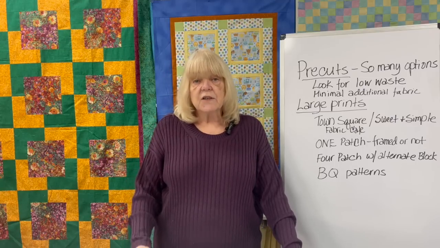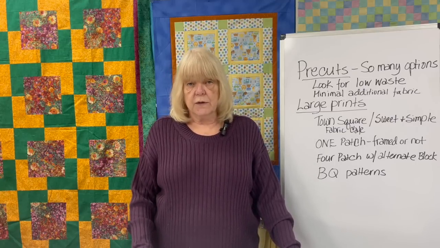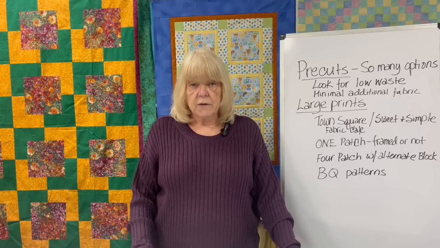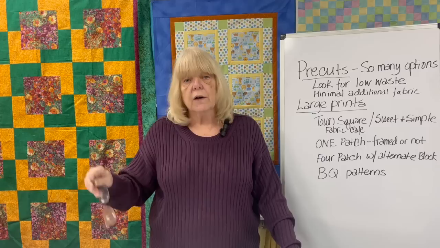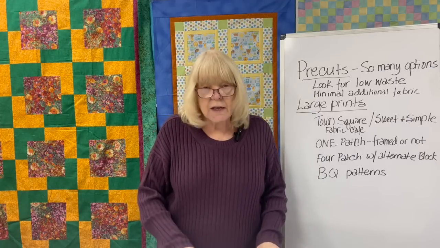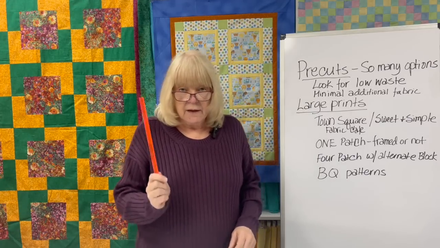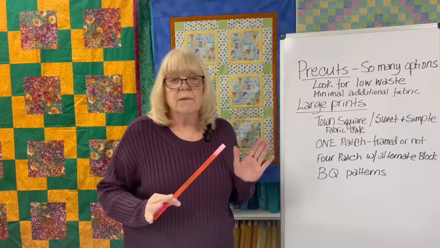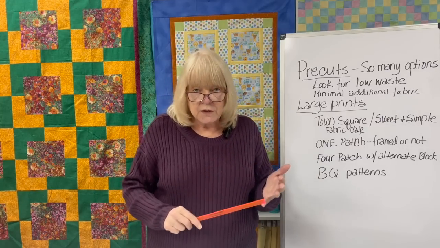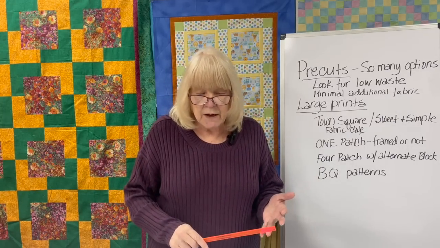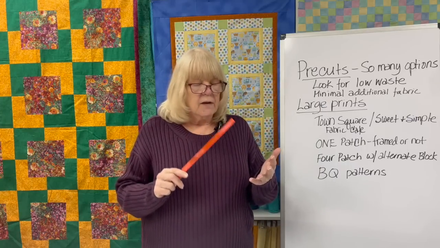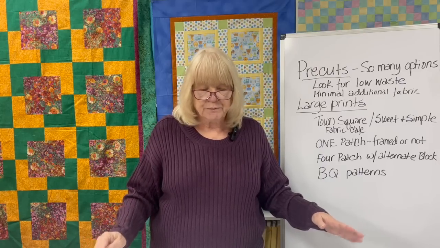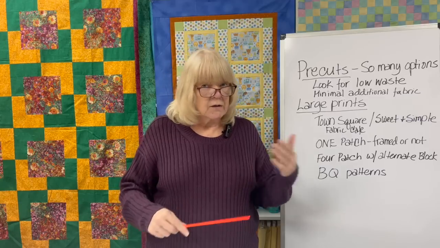So, let's try to use some of those. And how do you do it? You start with figuring out a pattern that will work with what you have. So let's start with the 2 easiest. The easiest is precuts. There are so many options out there. There are books about jelly rolls. There are books about layer cakes. There are a gazillion patterns that use fat quarters. So you can start looking through those.